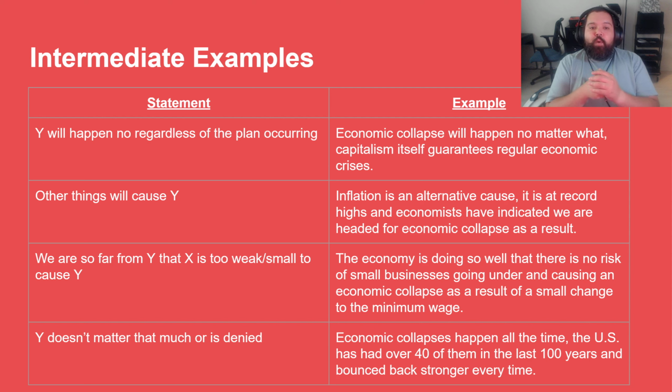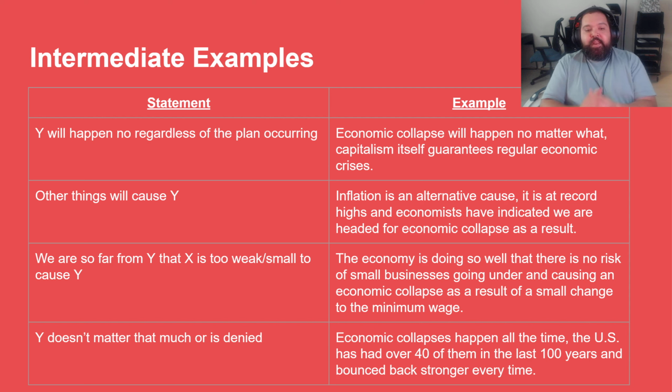We are so far from Y that X is too weak or small to cause Y. The economy is doing so well that there is no risk of small businesses going under and causing an economic collapse as a result of a small change to the minimum wage. That is our no break, or unique overwhelms link, either one. Y doesn't matter that much or is denied. Economic collapse happens all the time. The U.S. has had over 40 of them in the last 100 years and bounced back stronger every time. That is our impact defense.